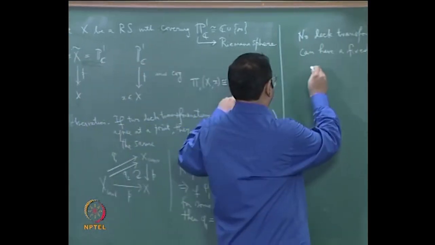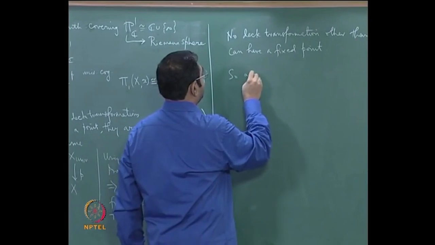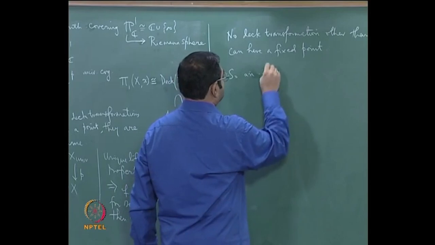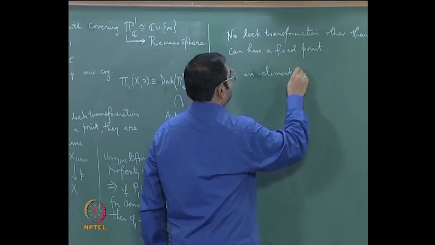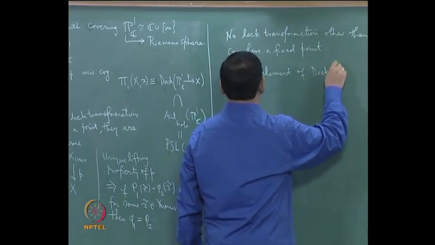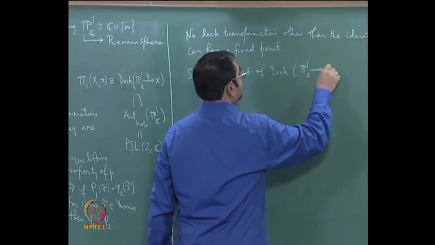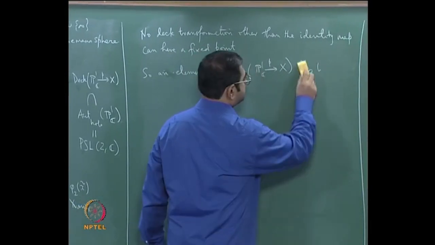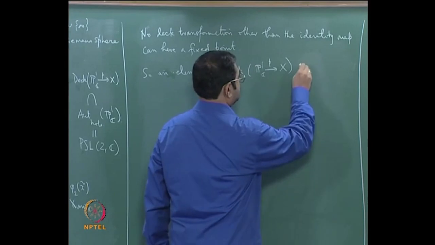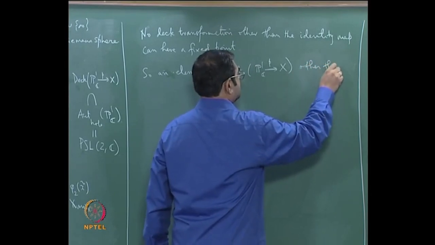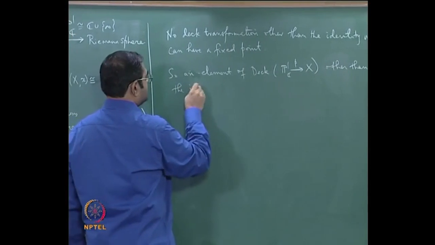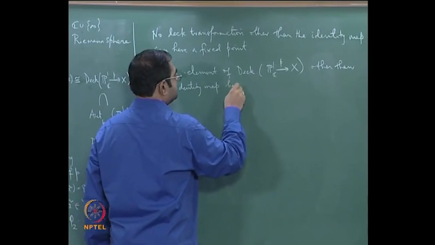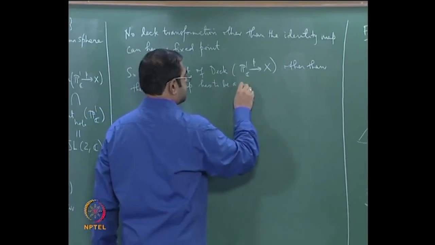So an element of the deck group of P1C to X, other than the identity, has to be a Möbius transformation.